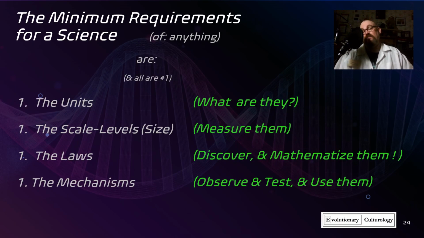So anyway, briefly, the minimum requirements for a science of anything, and all are noted number one, because they're all equally important. If you're missing one of them, like the Anna Karenina principle, then it's a fail. So you need the units. What are they? The scale levels. How big are they? You've got to measure them. You have to find a measurement system. The laws, you have to discover and mathematize them, and the evolutionary mechanisms, so observe and test those and then use them to predict and control things. Next.